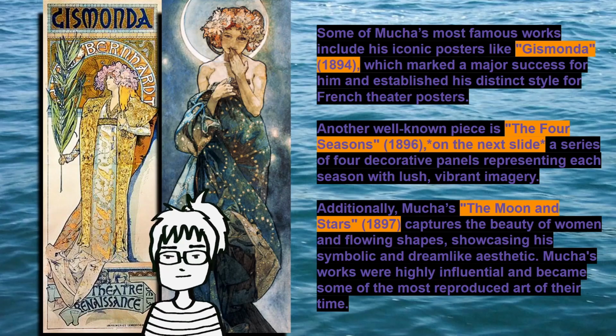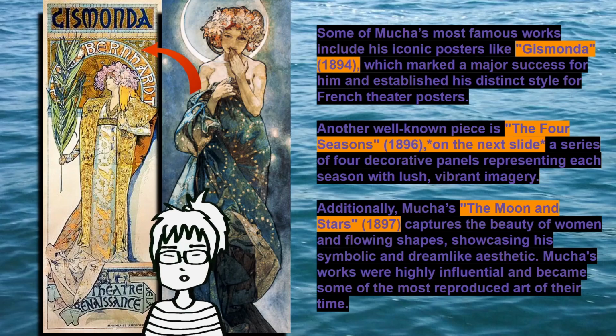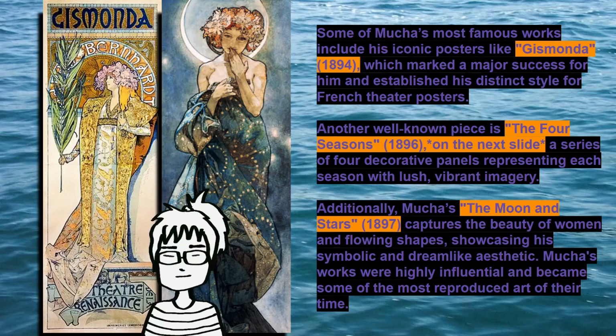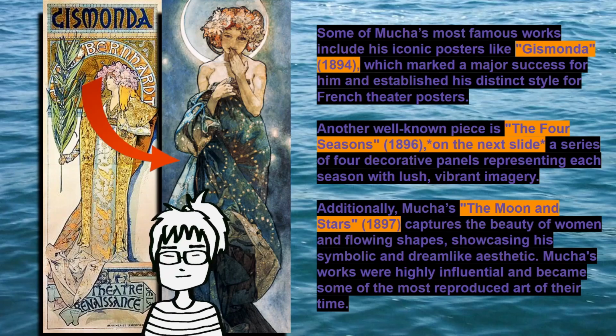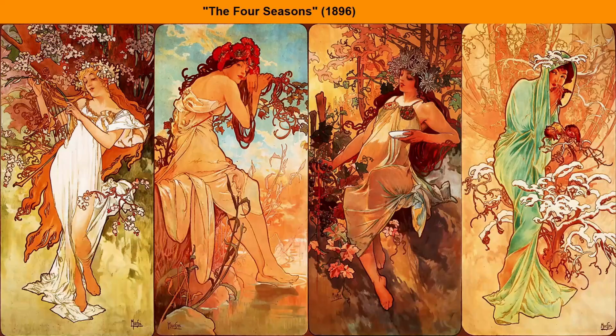Some of Mucha's most famous pieces include these listed. Gismonda, a stunning poster that launched Mucha's career and established his signature style in French theater advertising. The Four Seasons, a beautiful series of 4 decorative panels, each representing a different season through rich imagery and vibrant colors. The Moon and Stars, a dreamy, symbolic work that highlights Mucha's love for flowing shapes and ethereal beauty. Here is The Four Seasons.